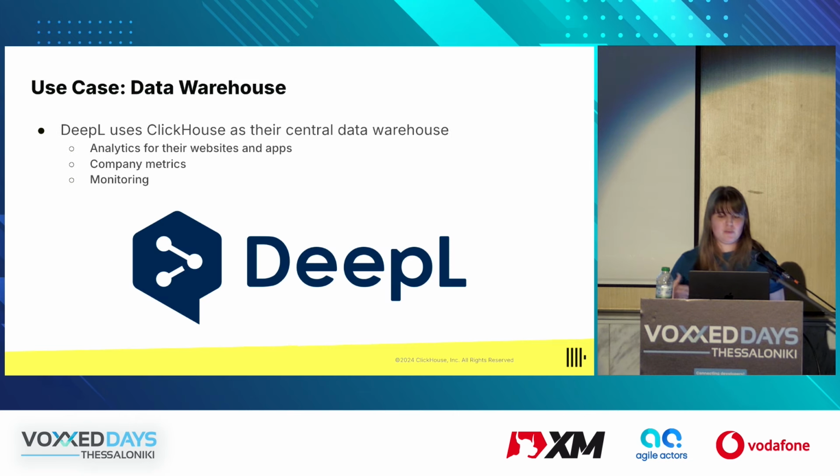And then finally, a data warehouse. So they're using us basically as a central data warehouse. It's the analytics for their website and their apps, their company metrics, and their monitoring. So again, this is what I mentioned before when I said that you don't normally just have one data set. It's not just one data set you're running analysis on. It's normally multiple data sets from multiple different pieces within the business that will basically help you deal with business logic, et cetera.